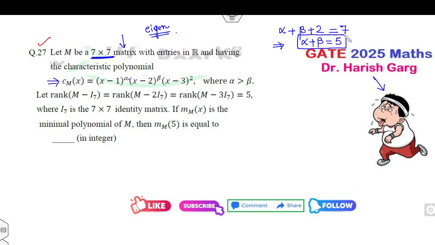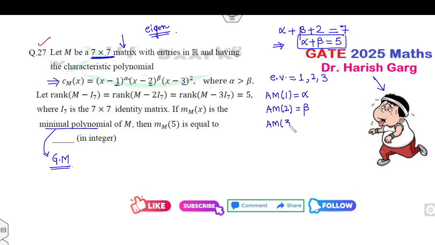Is it okay? Then your target is to find the minimal polynomial. Whenever you are talking about the minimal polynomial, your target is to find the geometric multiplicity. So can you find the eigenvalues? The eigenvalues are 1, 2, 3. Now, what is the meaning of alpha? The algebraic multiplicity of eigenvalue 1 is alpha. The algebraic multiplicity of eigenvalue 2 is beta. The algebraic multiplicity of eigenvalue 3 is 2.